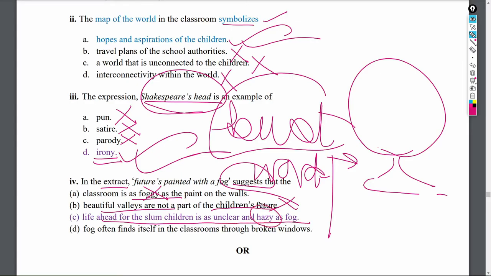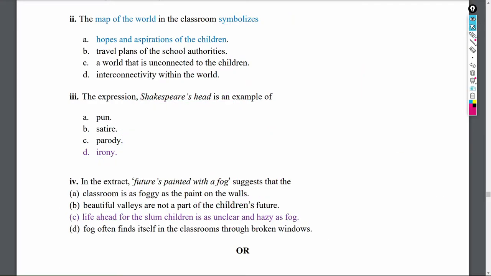So this fog actually is associated with the future, which is very dim, which is very unclear, which is very hazy. Therefore, option C is correct. Let us go to the next.